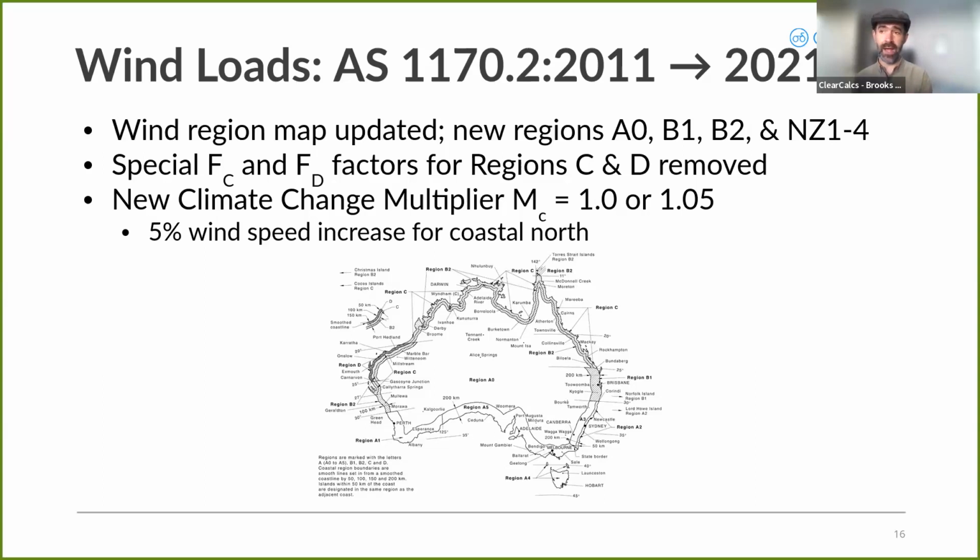Recognizing the realities of climate change and wind effects that are going to result from that, there's a new climate change multiplier, M sub C, that is effectively going to give a 5% wind speed increase for the coastal north of Australia. So I believe it's regions C, D, and B2, where you now have a 5% increase in wind speed to recognize that that's going to be one of the strongly predicted effects of climate change, that there will be stronger winds in coastal north of Australia.